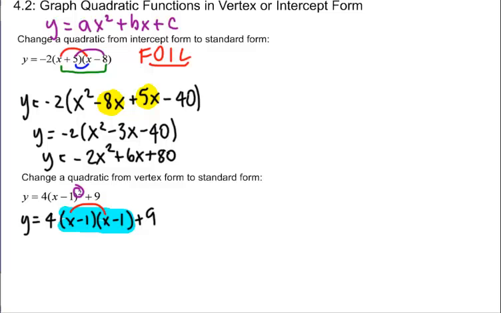I want to multiply my first and my outers, I want to multiply my inners together, and I want to multiply my last terms together. Okay, so this is the setup for this particular problem. What does that give us? It gives us y equals 4 times x squared minus x plus 1. And all I did was move the colors.